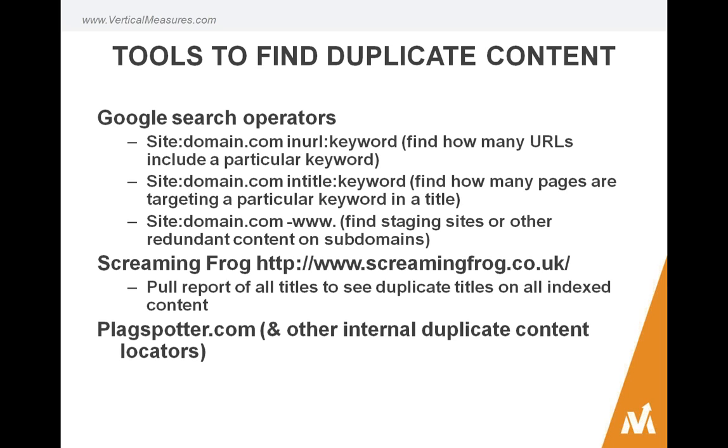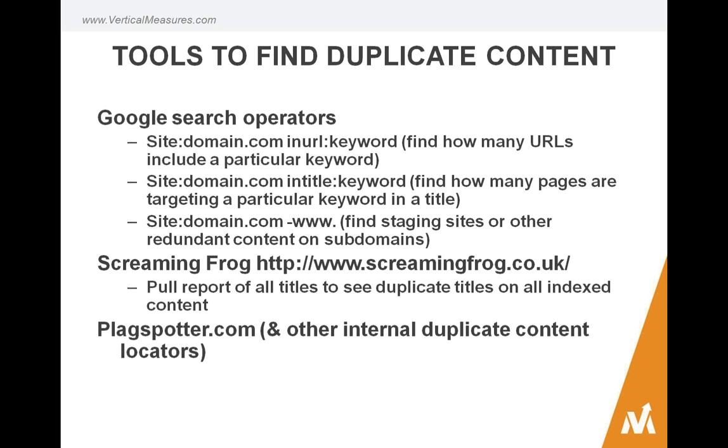These are three different searches that you can do on Google. You can do your domain.com in URL, and that will help you find how many URLs have a particular keyword phrase. You can do domain.com in title, and that will show you how many of your keywords are in a particular title for duplication. And then you can also do domain.com with a minus in front of www. And what that will do is show you any content that's showing from staging sites or subdomains, and it will help you find some of the redundant content that you may have on your site. So those are different things that you can do with Google Search.